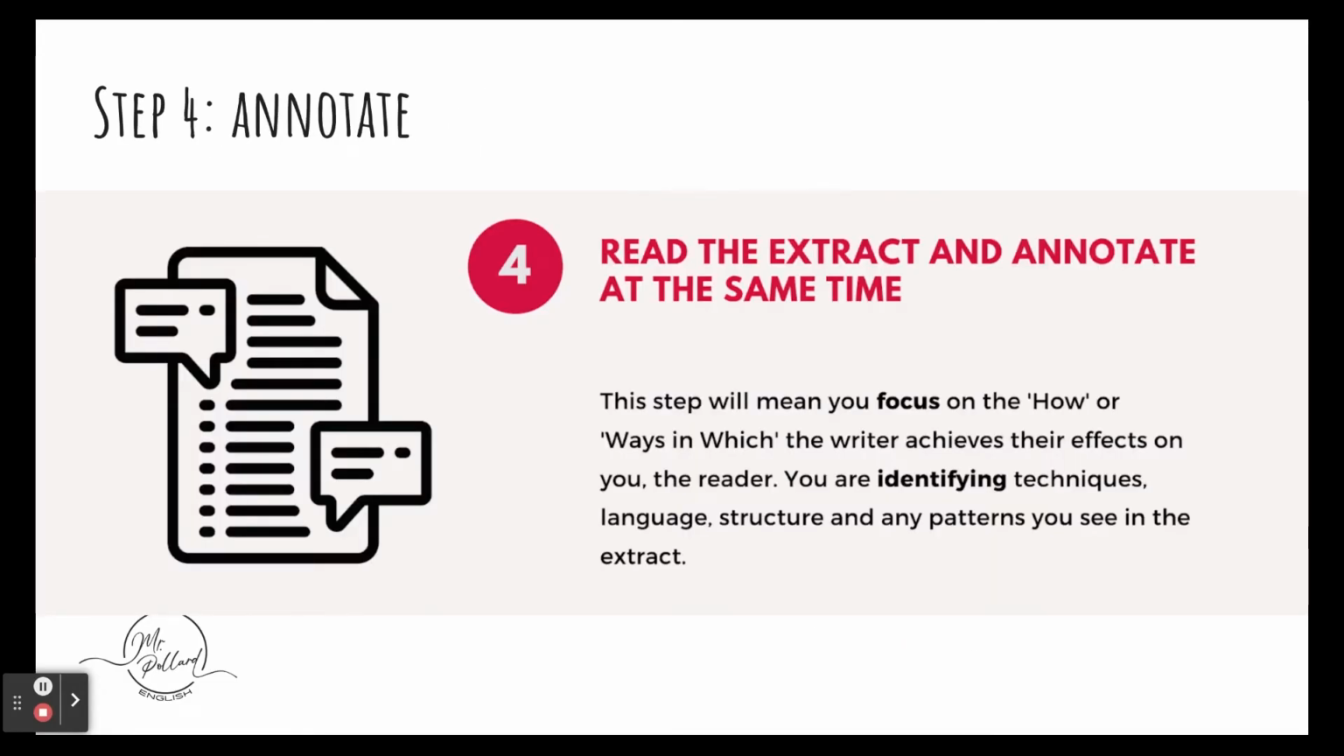Step 4 then is to read the extract and annotate at the same time as you're going through. Why do you do this? Well, this step's going to mean that you focus on the how or the ways in which the writer achieves their effects on you, the reader. You're identifying techniques such as language, structure, and in fact, any patterns that you see in the extract itself. I'd say for this that you need to make sure that you've got a pen or a pencil to underline and make these annotations.